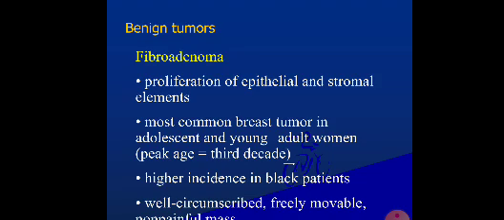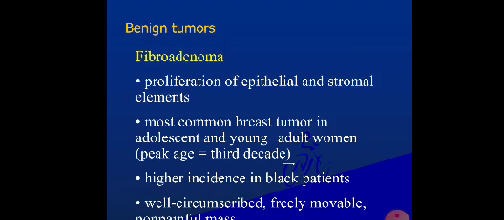If a young patient around 20-30 years of age comes to you with a palpable, well-defined mass, the most common tumor which is suspected is fibroadenoma. The peak age incidence is the third decade, meaning 30 years of age. The incidence is mainly higher in black patients. Grossly, it's a well circumscribed, freely mobile, non-painful mass.